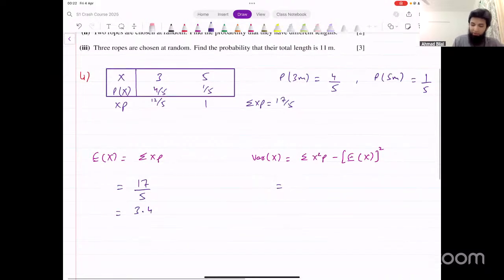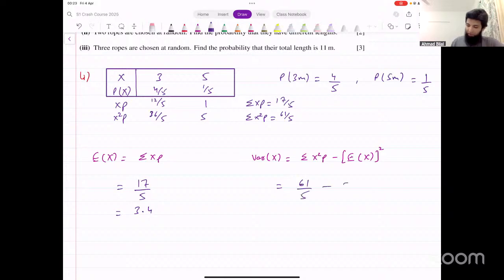Just input values here as well. Add another row to the table, x square p. 3 squared times probability, that's 9 into 4/5. That would be 36/5. And then 25/5, that's 5. Sigma x square p, what does that result in? 61/5. So 61/5 minus 3.4 whole squared. What do we get from this? What's this number?